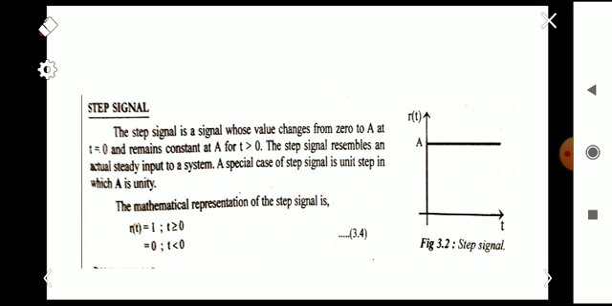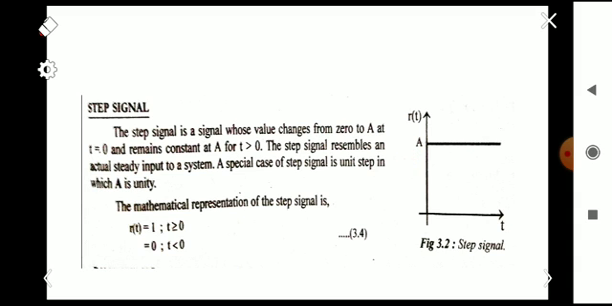The first one is the step signal. The step signal is a signal whose value changes from 0 to a at time t equal to 0, and remains constant at a for t greater than 0. So the step signal resembles an actual steady input to a system. A special case of the step signal is the unit step, where a becomes 1.